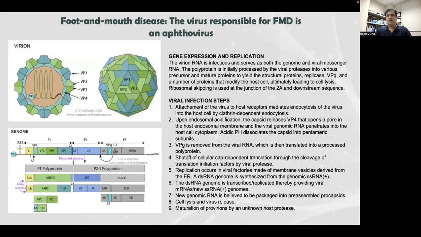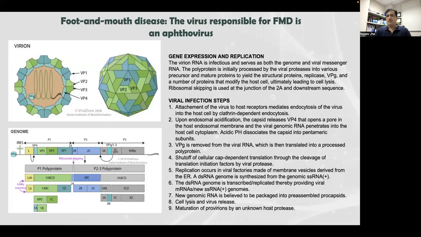The virus responsible for FMD is aphthovirus. On the left side, the virion crystal structure is shown, and below is the genome structure. Gene expression and replication: the virion RNA is infectious and serves as both the genome and viral messenger RNA.